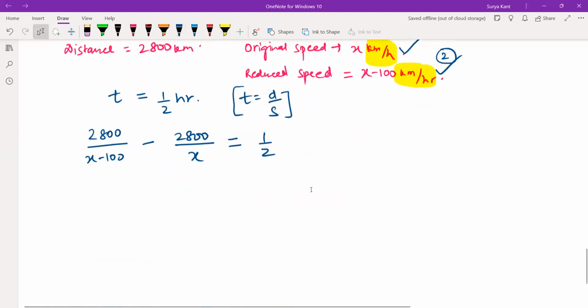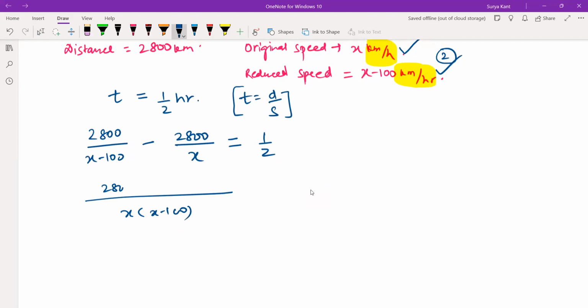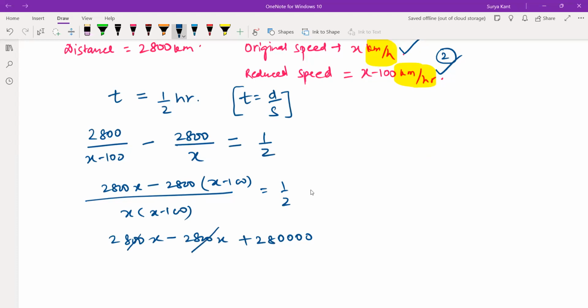So now you can solve this one. LCM will be what? X into x minus 100. Then we get 2800x minus 2800. Take common only, x minus 100 is equal to 1 by 2. Again, you can write 2800x plus 28, how many zeros? 1, 2, 3, 4. This will get cancelled. And the whole divided by x square minus 100x is equal to 1 by 2. Clear?